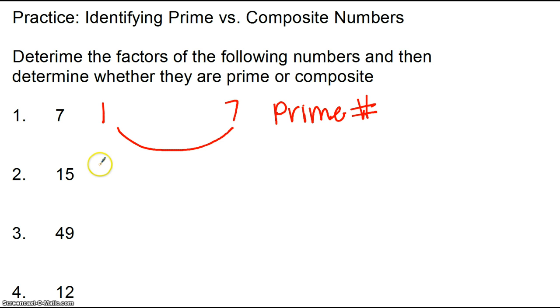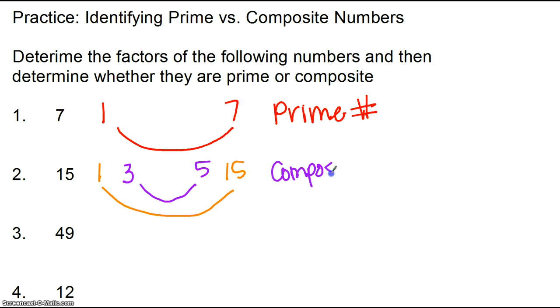Next one, 15. We have 1 and 15. We have 3 and 5. And that's it. So does this have more factors than just 1 and itself? If the answer is yes, it is a composite number.